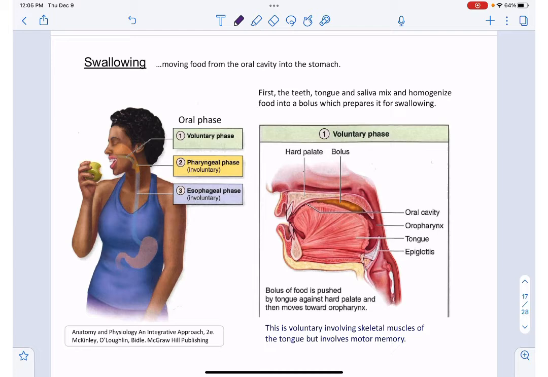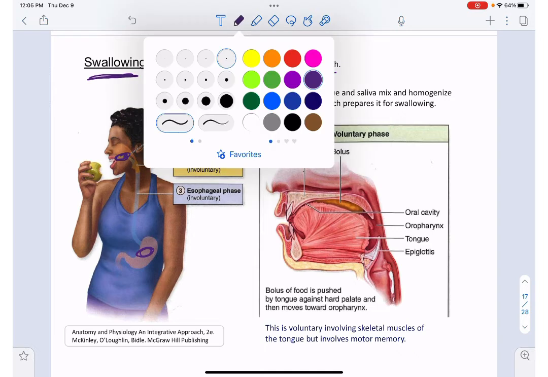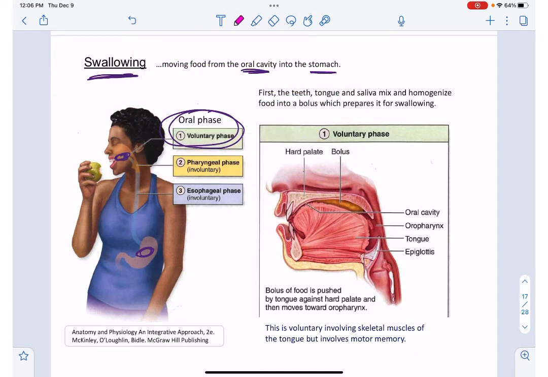Now let's talk about the process of swallowing. Swallowing is moving food from the oral cavity down into the stomach. And there are three different phases of swallowing. The first is the oral or the voluntary phase, and that's what we're going to talk about first. The next is the pharyngeal phase, the phase that occurs in the throat, and this is involuntary. And then the next phase is the esophageal phase, moving food down through the esophagus, and this is also involuntary.